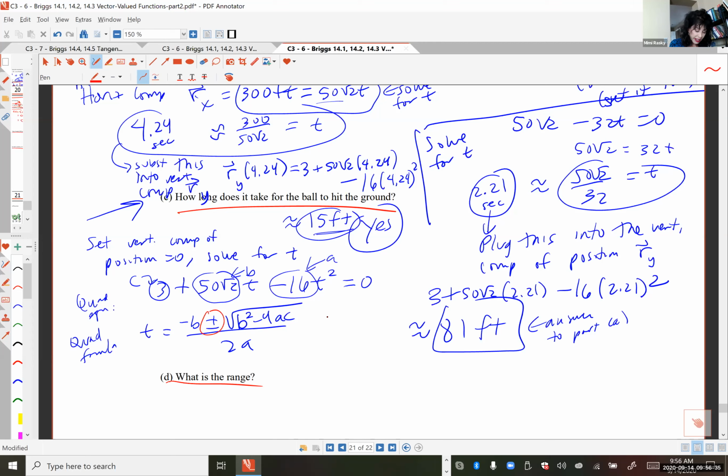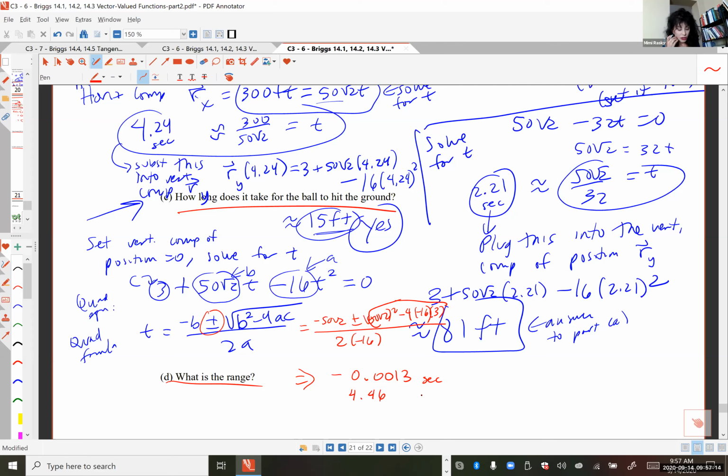You're going to get negative 50 square root of 2 plus or minus the square root of 50 square root of 2 squared minus 4 times A times C. So that's 4 times, A is negative 16, and C is 3, all over 2A, but A is negative 16. And then you're going to get 2 answers. One of them is negative 0.0013, and this is seconds, okay? We're solving for time. And the other answer is 4.46 seconds.